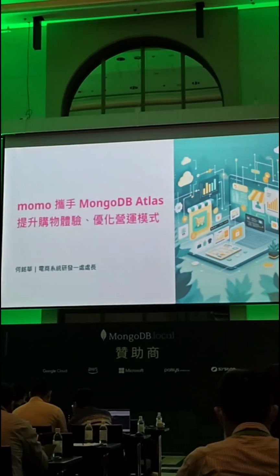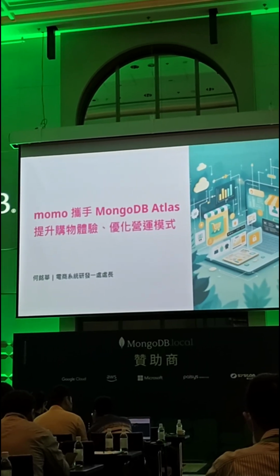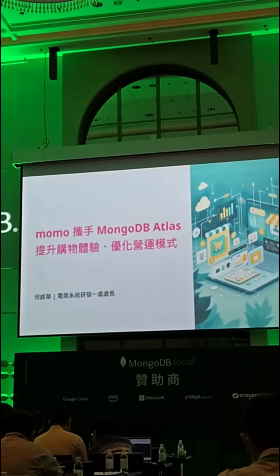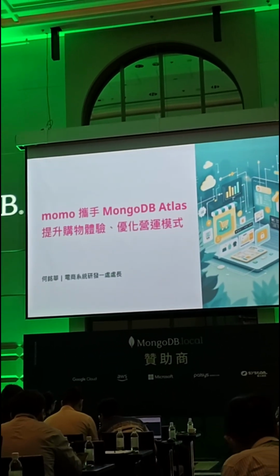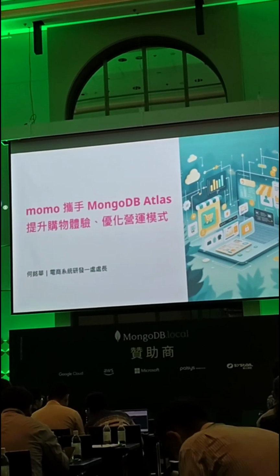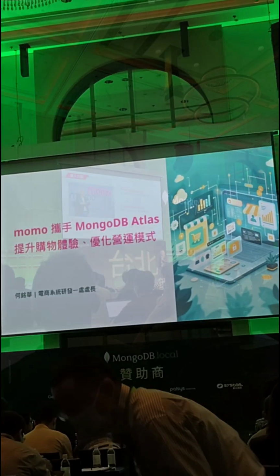This is the second session. Here they are talking about how Momo is using MongoDB Atlas in their business.